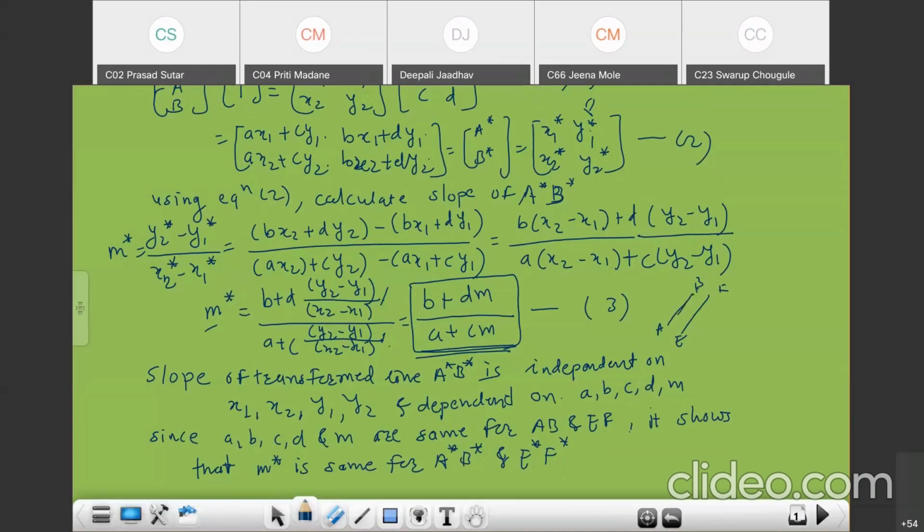Then if we transform these lines into the two lines A star B star and E star F star, these are the same here. Why? a, b, c, d is the same, the transformation matrix is the same, and as m star is independent of x1, y1, x2, y2, this m star is also the same, means the slope is also the same. So it indicates that the transformation of two parallel lines results in the transformation into another two parallel lines. Means parallel lines remain parallel after transformation.